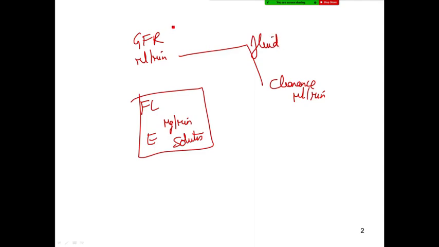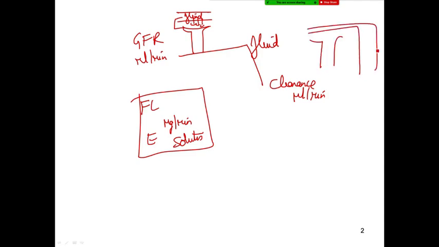What's the difference between GFR and clearance? GFR is the rate at which fluid is filtered at the glomerular capillaries. And what is clearance? It's the volume of fluid in the peritubular capillaries from which a particular substance has been removed.